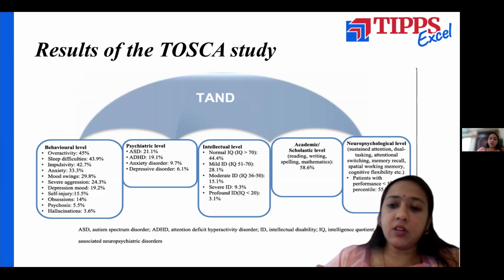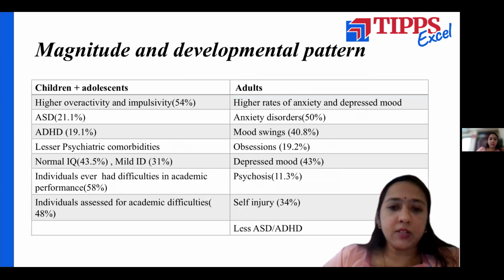So in the initial phase of neurodevelopment, it is mostly hyperactivity and restlessness. When the child goes into adulthood, then it is more of internalizing disorders, mood disorders, psychosis, self-injurious behaviors, and all those things. And at the psychiatric level, again, ASD is the most common comorbidity, followed by ADHD. Regarding the intellectual level, as I already mentioned, there is a bimodal distribution. So the majority might have a normal IQ, and severe impairment is also possible. Then at the academic level, they have impairments in reading, writing, mathematics. And at the neuropsychological level, they have difficulties in sustaining attention and cognitive inflexibility.